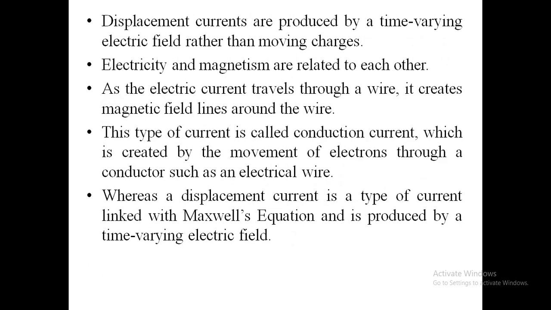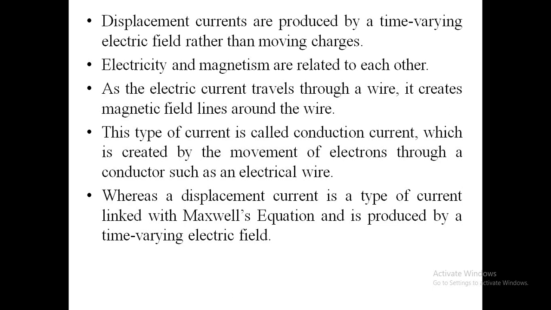Displacement currents are produced by a time varying electric field rather than moving charges, which is the case of conduction current. Electricity and magnetism are related to each other. Hence, we shall consider that the electric current that is traveling through a wire can create magnetic fields around the wire. This type of current is called the conduction current, which is created by the movement of electrons through a conductor such as electrical wire.